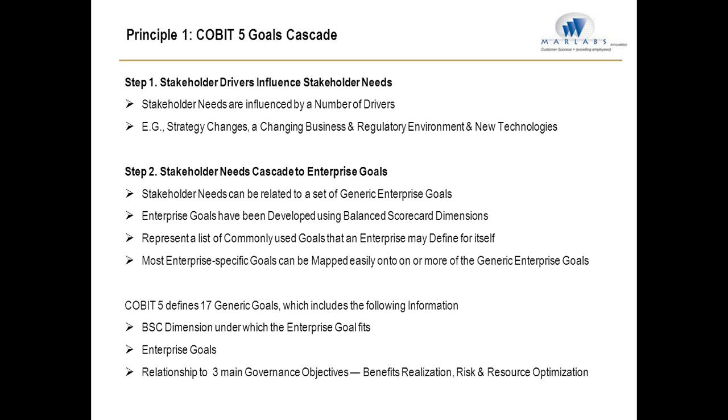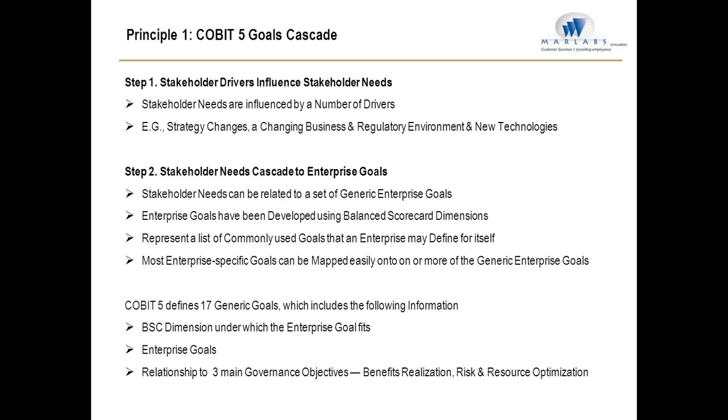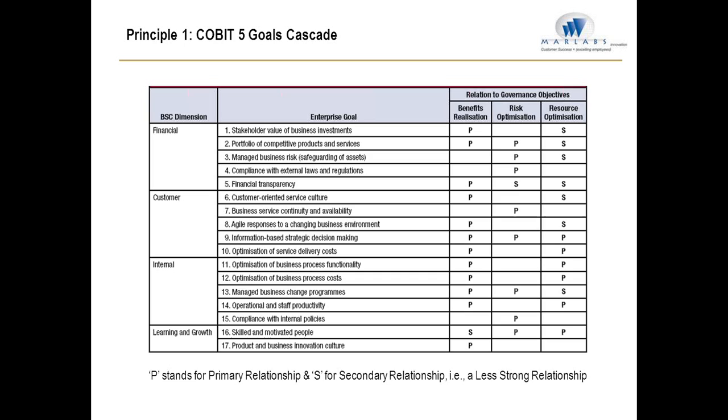COBIT5 basically defines 17 generic goals, which includes information in terms of a balanced scorecard, the specific enterprise goals as well, and a relationship between the three main governance objectives. As we said in the previous slide, we talked about business benefit realization, risk optimization, and resource optimization. So they are going to be mapped with these three objectives. This is a classic view of a balanced scorecard sheet. The COBIT5 goals cascade is striped into 4 categories, what we call the dimensions: the financial, the customer, the internal, learning and growth. It has been mapped to the benefits realization, the risk optimization, and resource optimization. These are basically the enterprise goals.